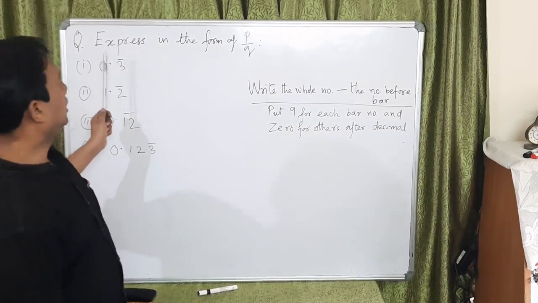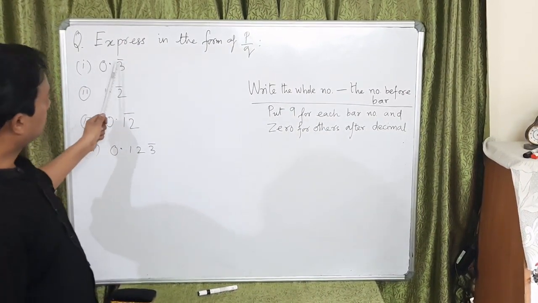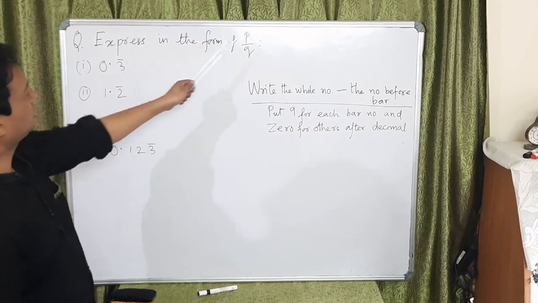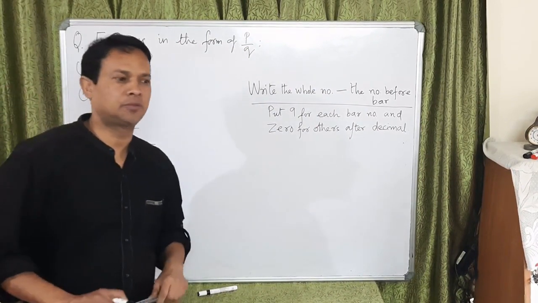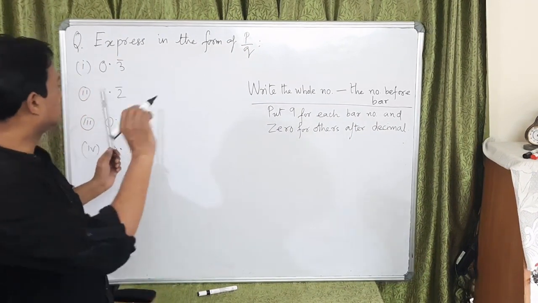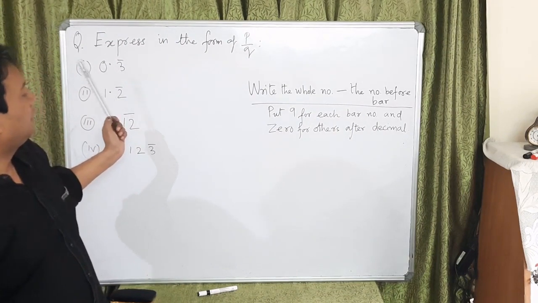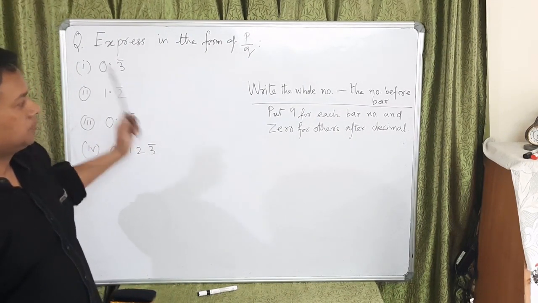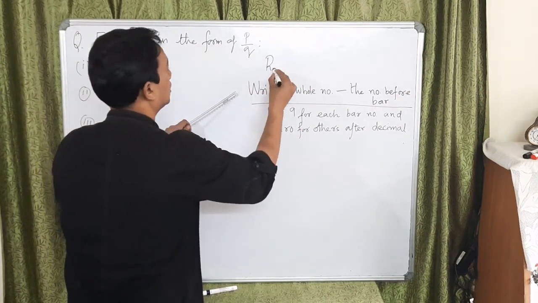Now let's see how we can express non-terminating repeating decimals in the form of P by Q by a very shortcut method. Especially in competitive exams, if you have to write let x equal to this and make a long answer, you will not get time to complete the paper on time. So for the shortcut method, I have written the rule here.